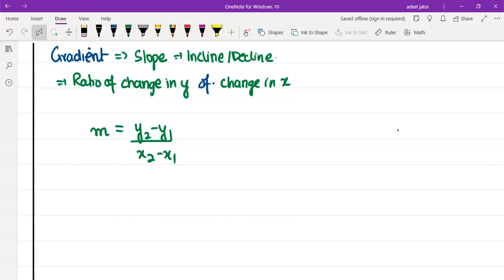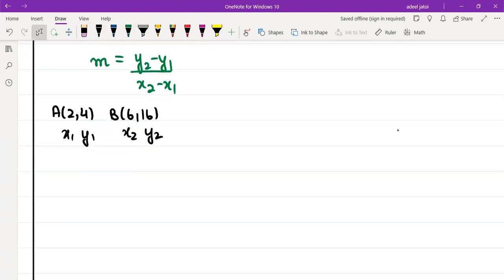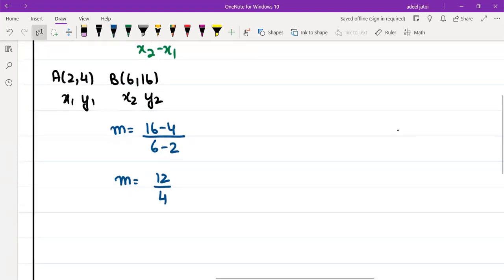So if I'd say that A is 2,4 and B is 6,16, knowing the fact this is x1, this should be what? y1. This is x2, then this should be what? y2. If I just substitute the values, m is equal to y2 minus y1, so this would be 16 minus 4 upon x2 minus x1, this should be 6 minus 2. So m will become what? 16 minus 4 is 12, 6 minus 2 is what? 4. M becomes what? 3. So you know that your gradient is 3.